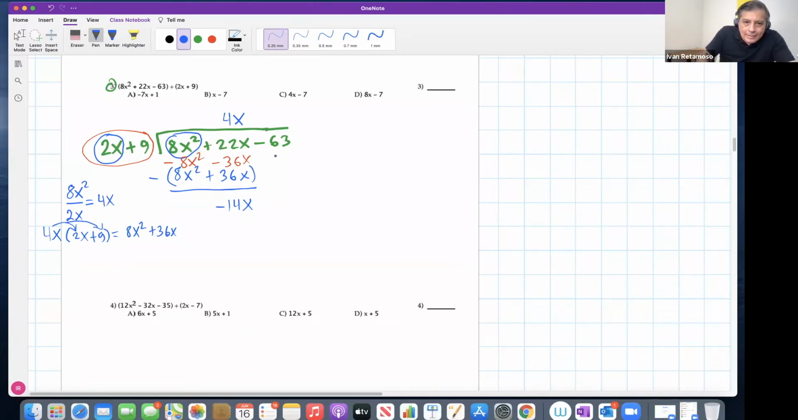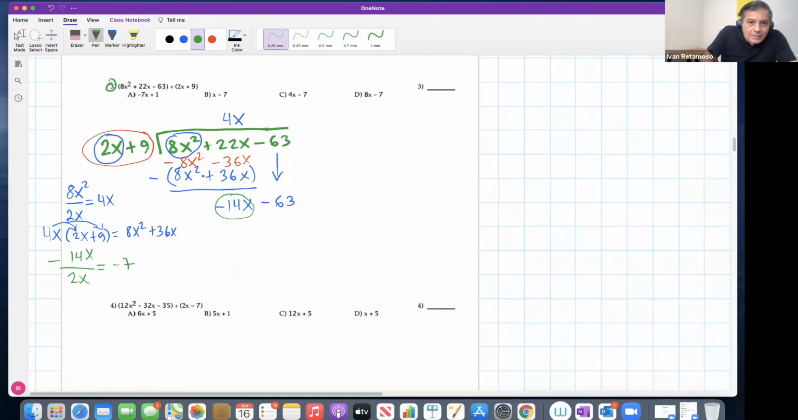All right, next we bring down the next term, which is minus 63, and repeat this process. So minus 14x now divided by the first term of the divisor, 2x. So minus 14x divided by 2x, right? What is this? Well, this is just minus 14 divided by 2, which is minus 7.